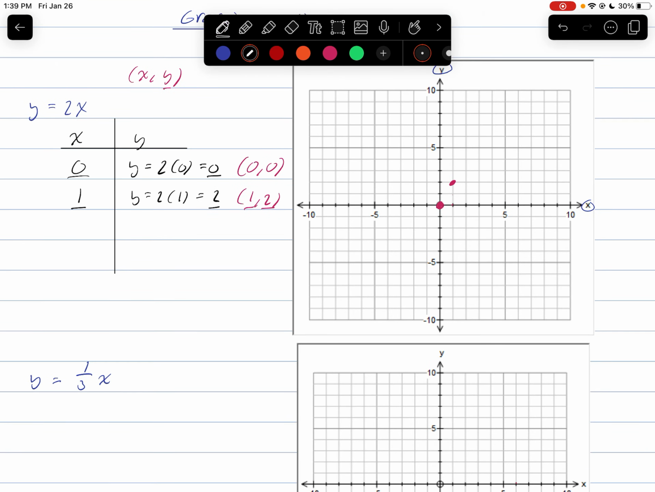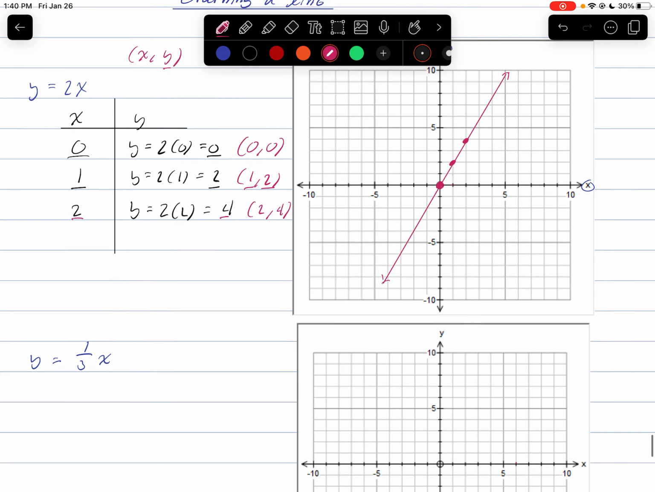Okay, let's try another point. Let's do the point x equals 2. So we'll have y equals 2 times 2, which is 4. So our x value is 2, our y value is 4, so we'll have the point (2, 4). So we would go to the right 2, and we would go up 4, and that would be our next point. And once we have 2 or 3 points, we can go ahead and connect the dots. And that's going to be the basic shape of our line.